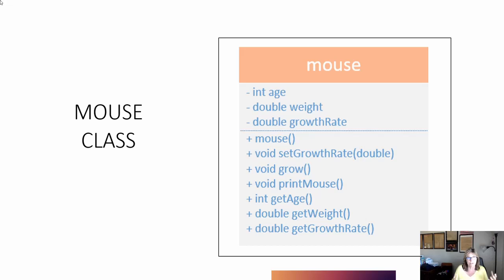We need to be able to print the mouse so we can see what the values are in it. And then we're going to use some getters to return the age, the weight, and the growth rate, just in case I don't want to print an entire mouse, I want to print specific aspects of a mouse.